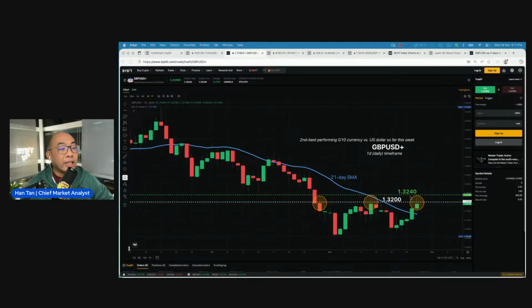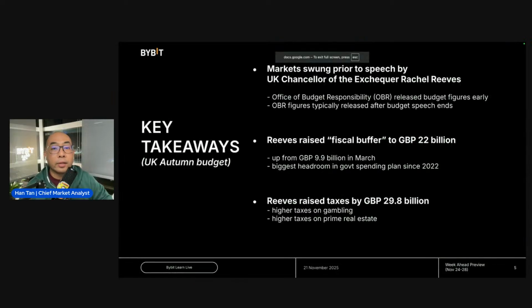Okay, so that's GBPUSD right now, testing resistance yet again at 1.3200, but earlier today, just minutes ago, it hit its highest levels so far this month on the back of Rachel Reeves' announcement. Now, what did she say? Let me pull up another chart for you so you can get a snapshot of some of the key takeaways so far. Let's see, this one. Yeah, here we go.